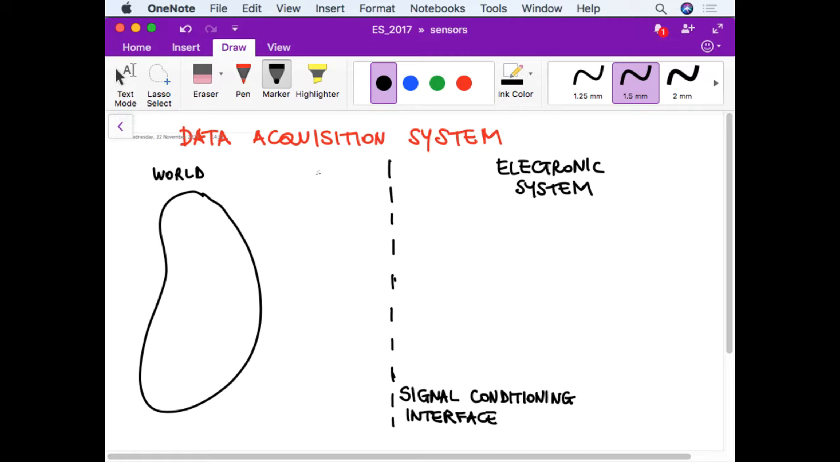And this is useful for me in order to show you the typical types of sensors that we can have. We can have sensors like this one that are not really in contact with the external world. These are the sensors that we would call remote sensors. For example, a camera can be a remote sensor.